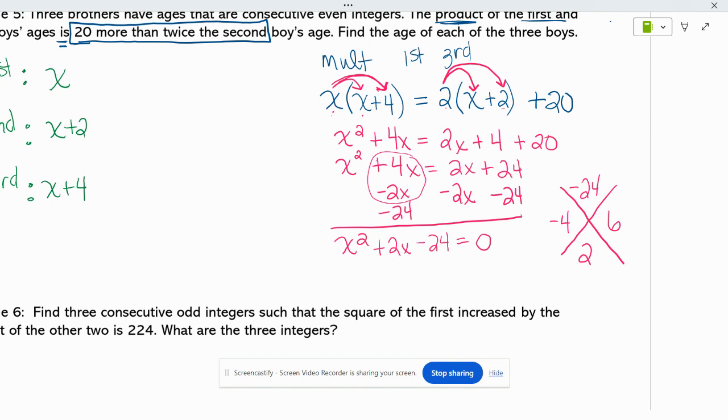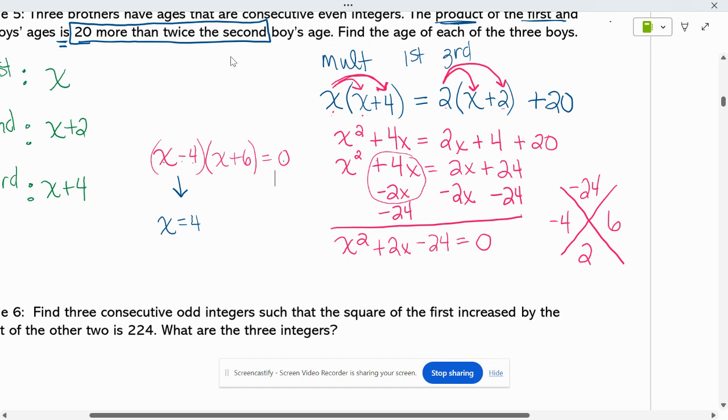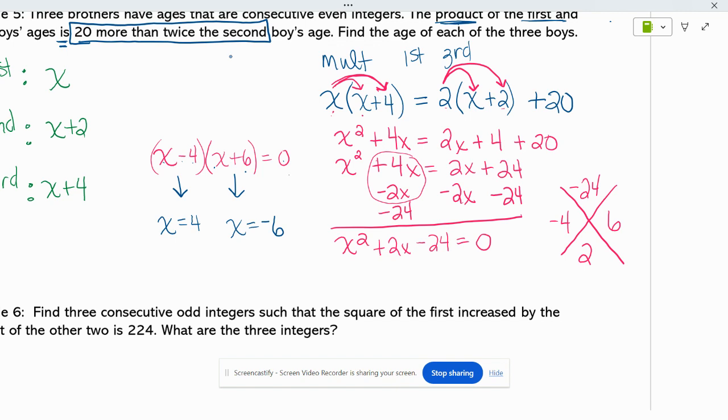Good job. So that means that my factors are x minus 4 times x plus 6. Remember, this equals 0, right? So we have to solve it. So if x minus 4 equals 0, what does the value of x have to be? Has to be positive 4. And that makes sense because 4 minus 4 is 0. If x plus 6 equals 0, what does x have to equal? Has to be a negative 6 because negative 6 plus 6 gives me 0.